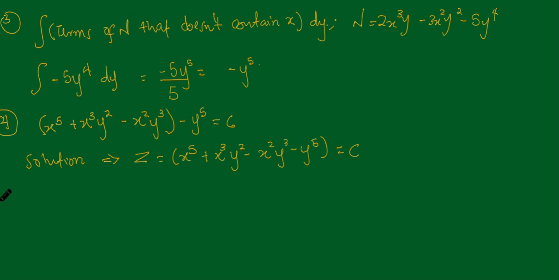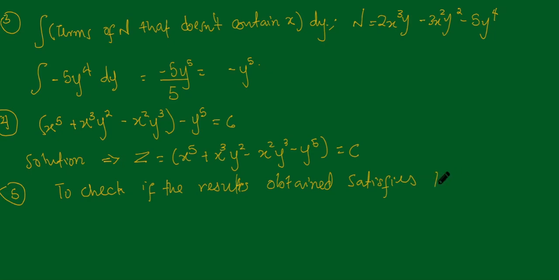So you can go ahead to do the fifth step, which is to check if the result obtained is a solution of the differential equation, or satisfies the differential equation. And don't forget to do this. All we just have to do is find the total differential of z.